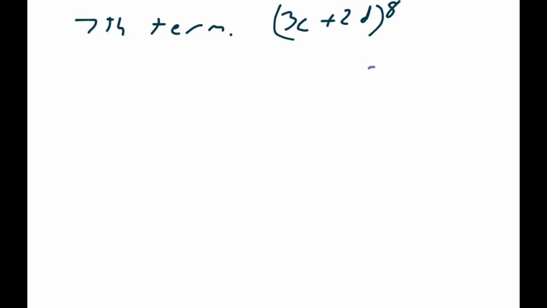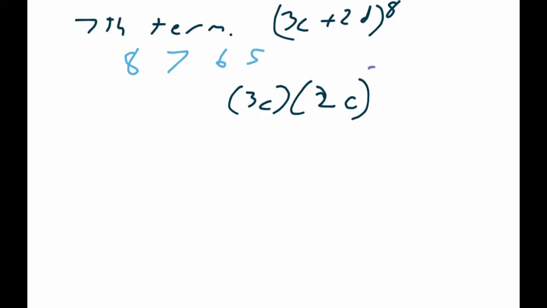So we need the 7th term of 3c plus 2d to the 8th. So if I want the 7th term, what I'm going to do is I'm going to count down 7 terms. 8, 7, 6, 5, 4, 3, 2, 1, 2, first, second, third, fourth, fifth, sixth, seventh. So that means that 2 is the number that goes over the 3c.